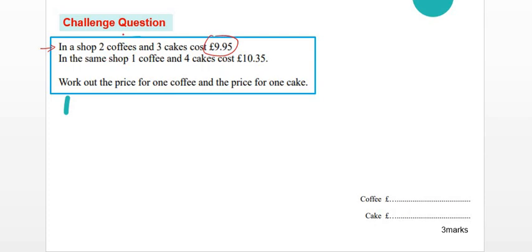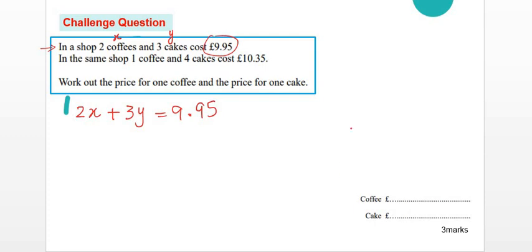So if you represent, let's say, the cost of the coffee with x and the cost of the cake with y, because their costs are different, right? This shows that if you multiply 2 with x, that is the amount that you are paying for 2 coffees, and if you add to it the cost of the 3 cakes, the total amount that you have to pay is 9.95.